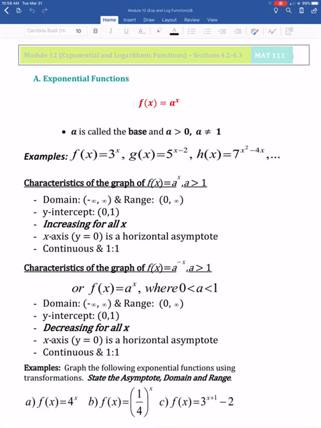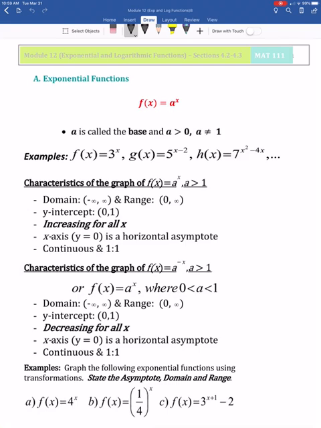is a base whose restriction is a must be greater than 0, so a number greater than 0, can't be negative, must be positive, and it cannot equal 1. We can't have 1. Now, if we were to have a base of 1, we would have a horizontal line. y equals 1 to any power is 1, so y equals 1 is a constant function.